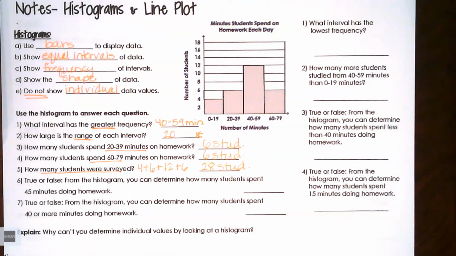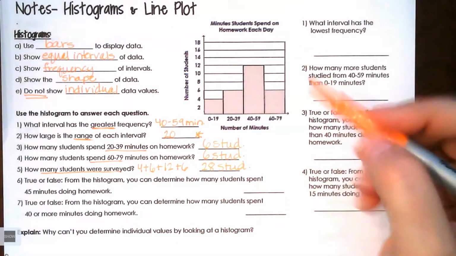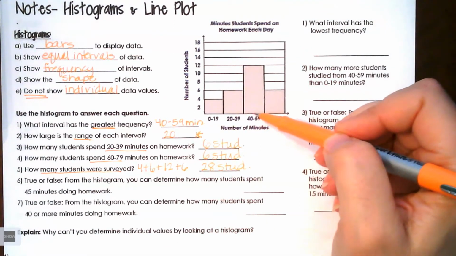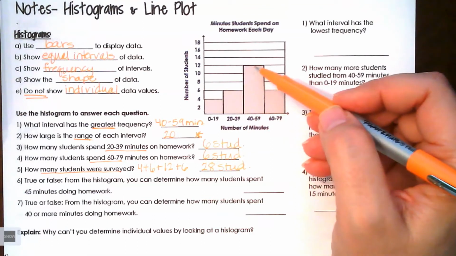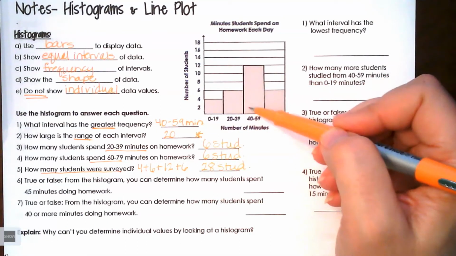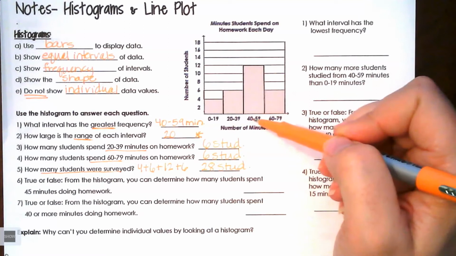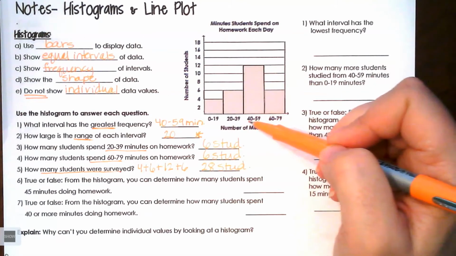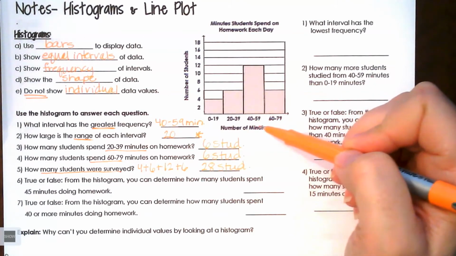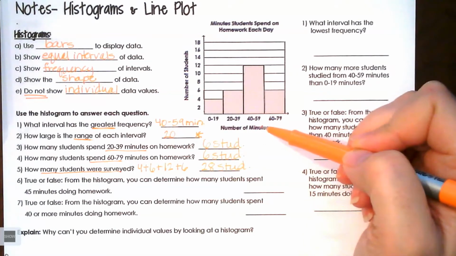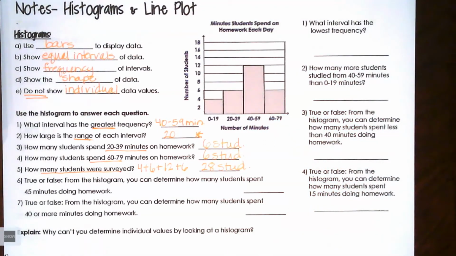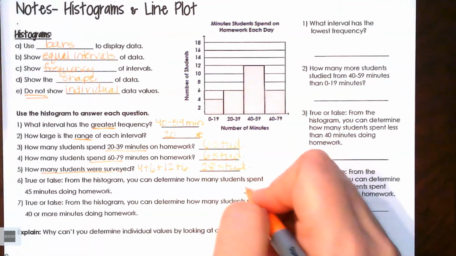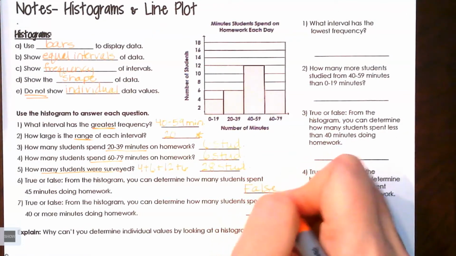All right, true or false? From the histogram, can you determine how many students spent 45 minutes doing homework? Well, if you look, 45 would be in here. And some people say, well, it's probably down here. You can't tell. This is just saying this many students spent between 40 and 59. We don't see exactly 45 on here. So that would be false. We cannot see that.